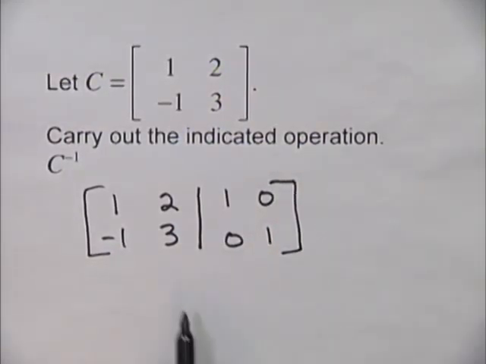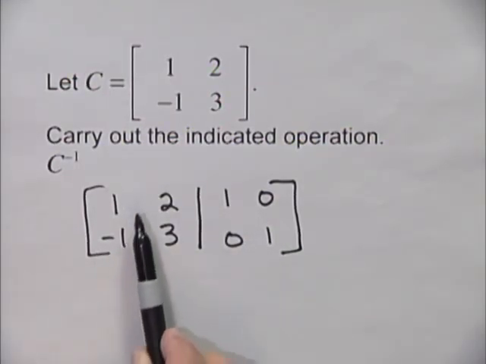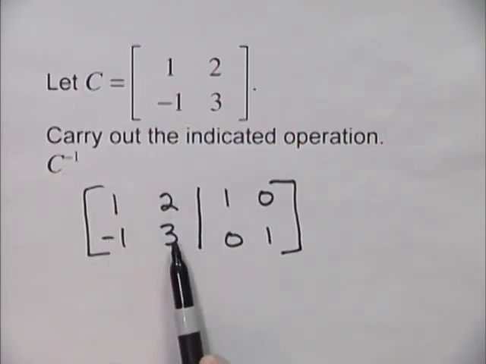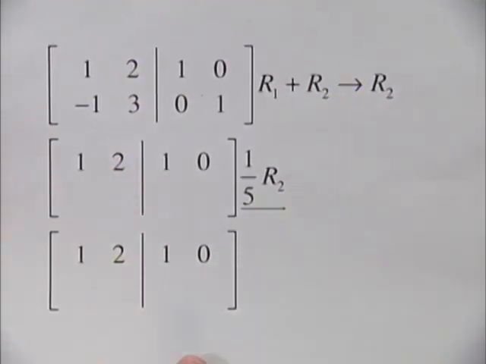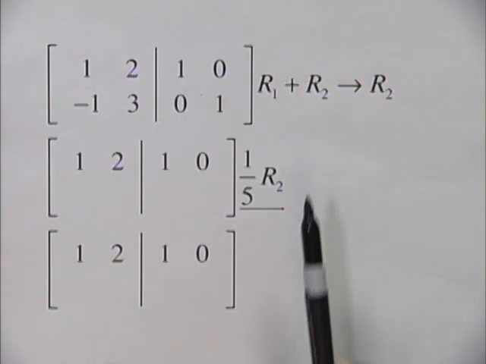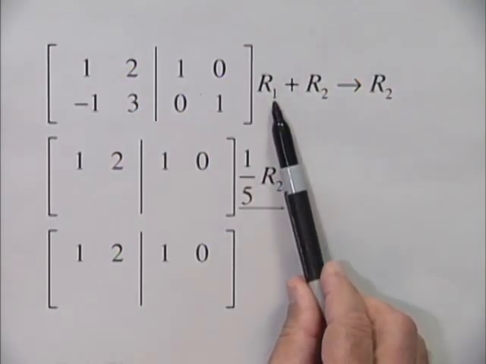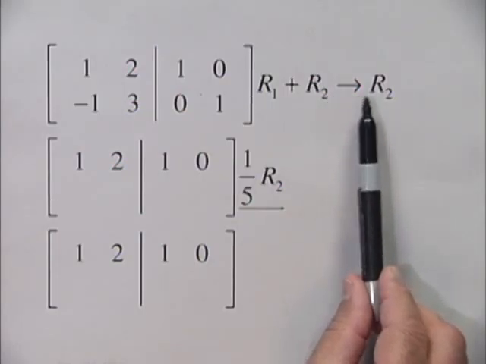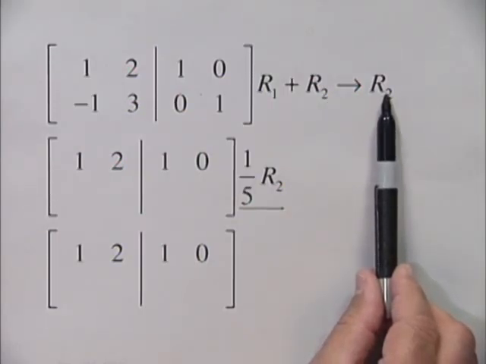We want to perform row operations on this augmented matrix so that we convert this part of it to 1, 0, 0, 1. So I've written that augmented matrix here, and I've written that the first row operation we will do is to add row 1 to row 2 and replace row 2 with that result.